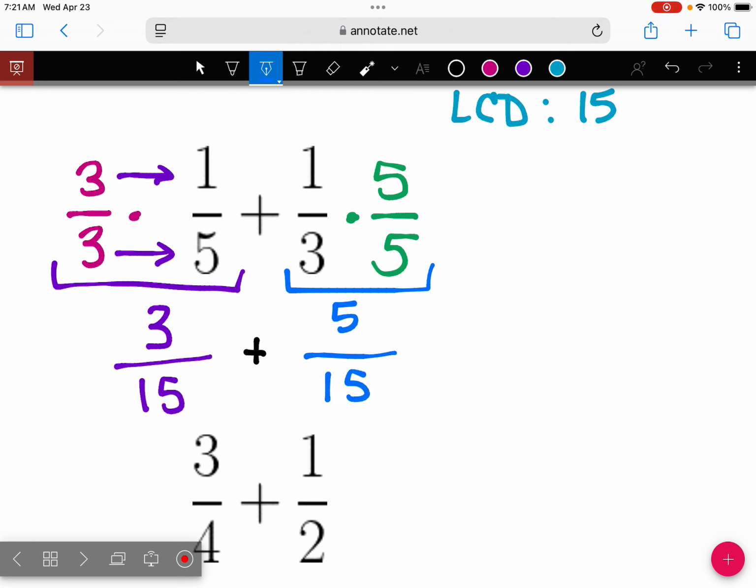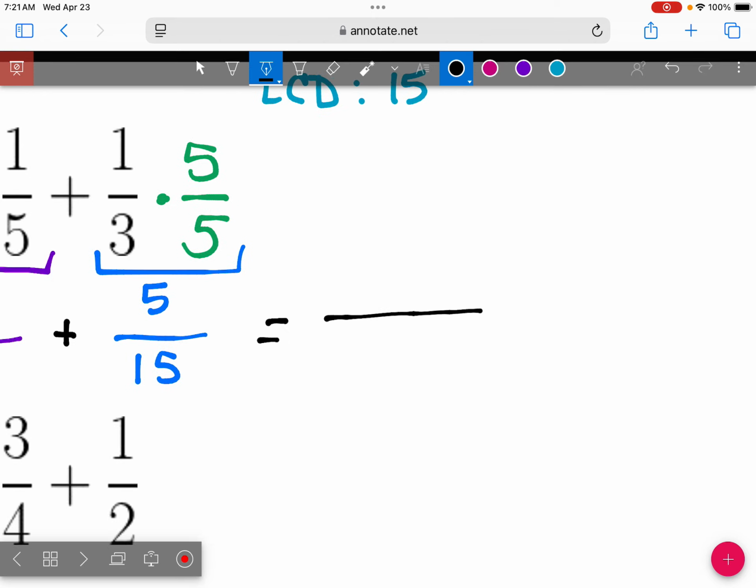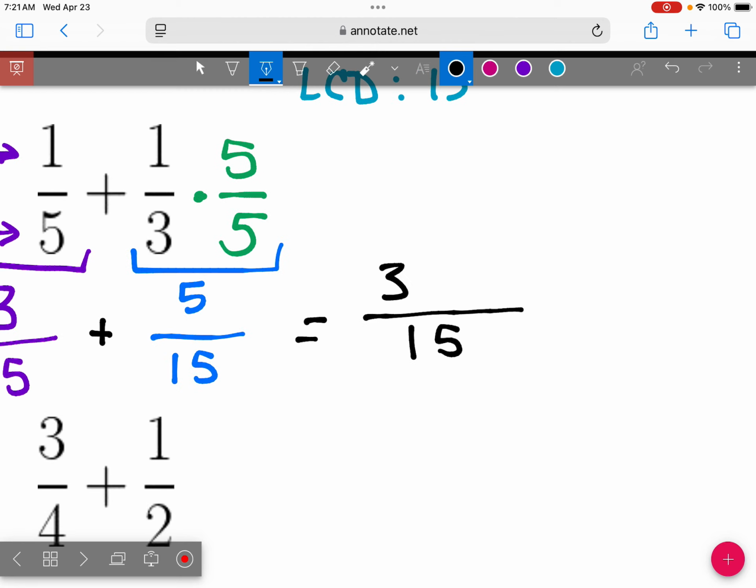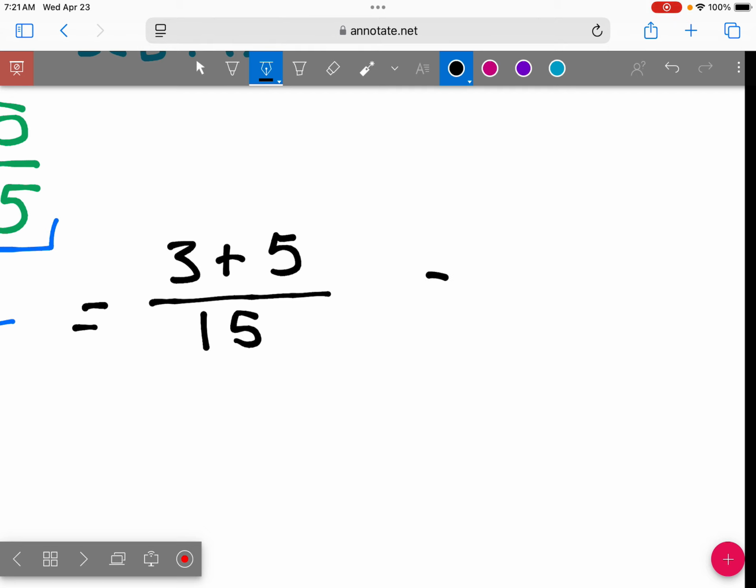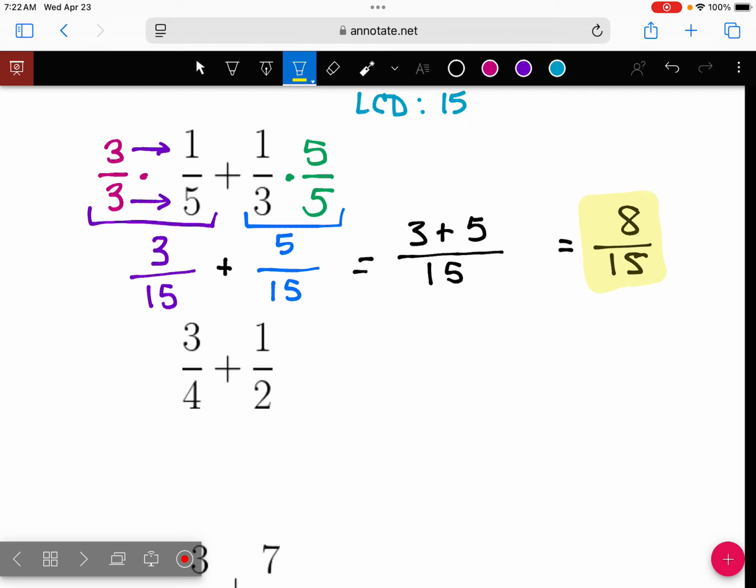which is 15. So when we add these together, now that we have a common denominator of 15, we can do our 3 plus 5. What is 3 plus 5? 8. Out of 15. And then we look and see, does 8/15 simplify? No. So we are good and we are done with that one.